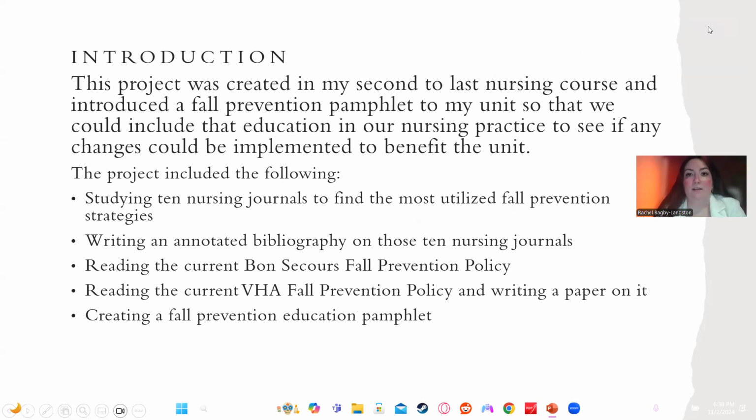This project was created in my second to last nursing course and introduced a fall prevention pamphlet to my unit so that we could include that education in our nursing practice to see if any changes could be implemented to benefit our unit. The project included studying 10 nursing journals to find the most utilized fall prevention strategies, then writing an annotated bibliography on those journals. I also read through the current Bon Secours fall prevention policy and the current VHA fall prevention policy and wrote a paper on it. Then finally, I created a fall prevention education pamphlet.